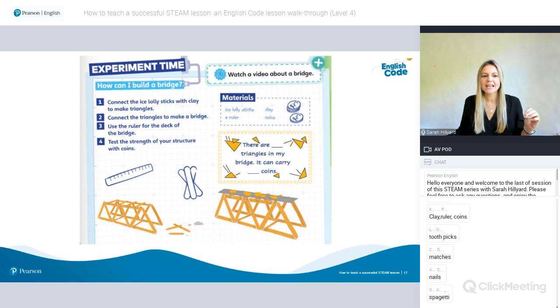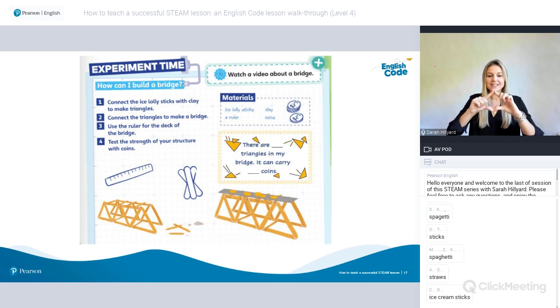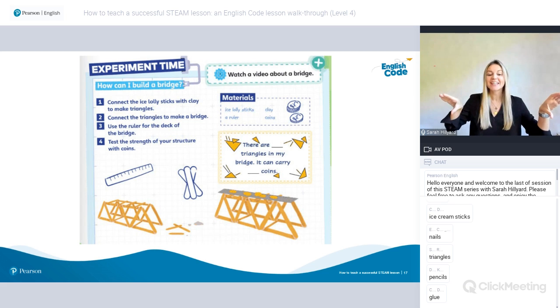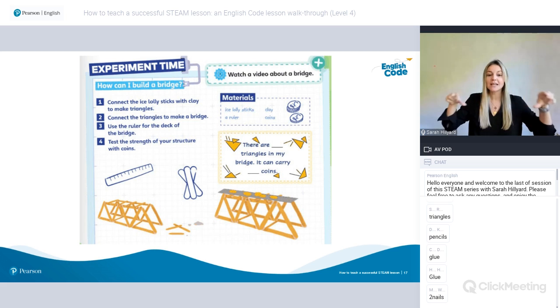How can you do the experiment? What do you need to do in the experiment? We need to first make triangles by connecting the ice lolly sticks or the straws, as you're saying, or the spaghetti. Good. Then we need to connect them to make the bridge. Pencils as well, glue. Fantastic, you're thinking. We need a ruler to make the deck.